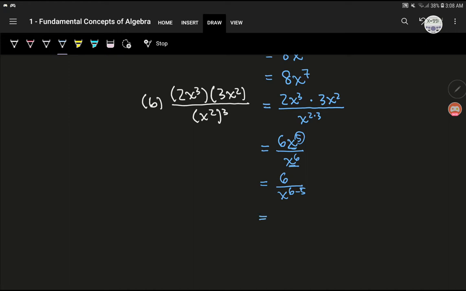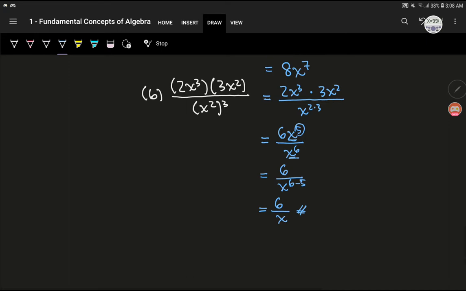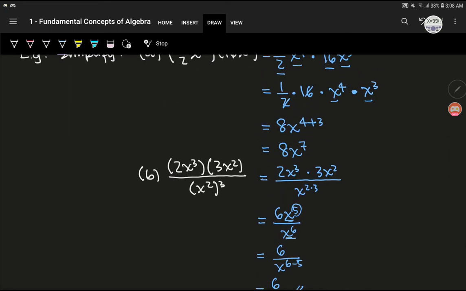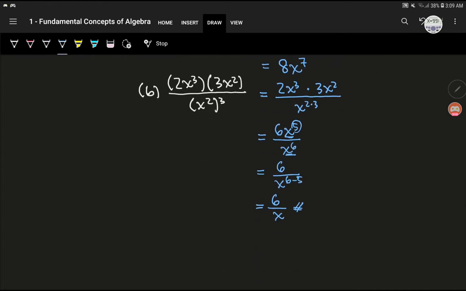So we have x to the power of 1, but we don't need to write the power when the power is 1. So what's left is 6 over x. Alright. Another example. I think three examples is sufficient.